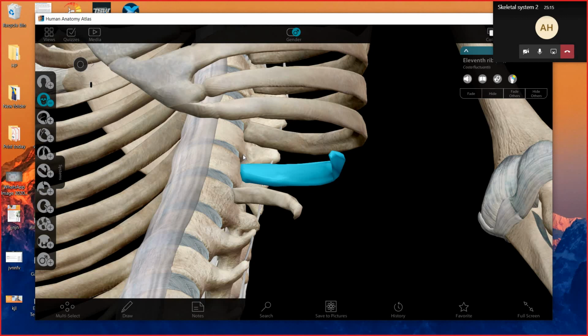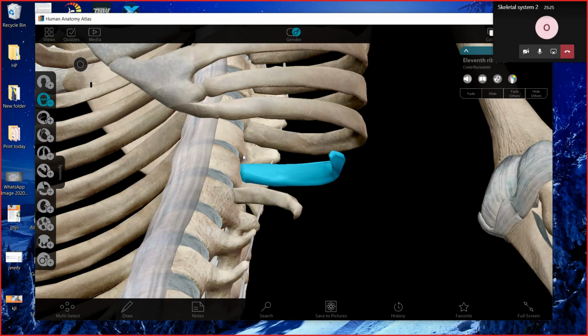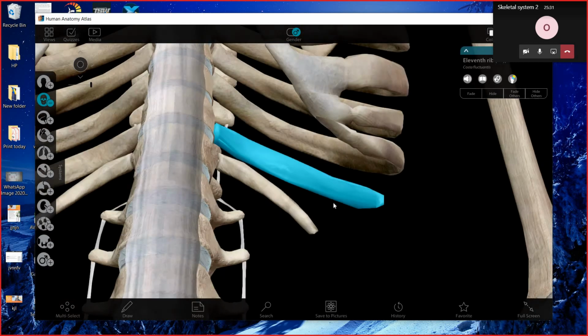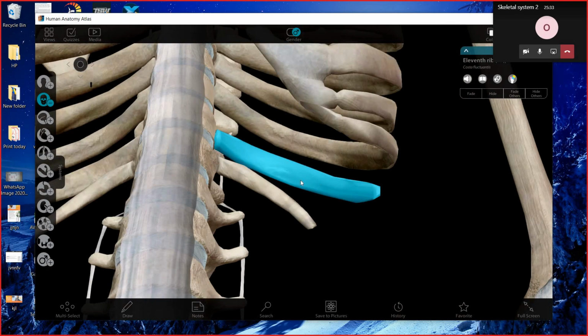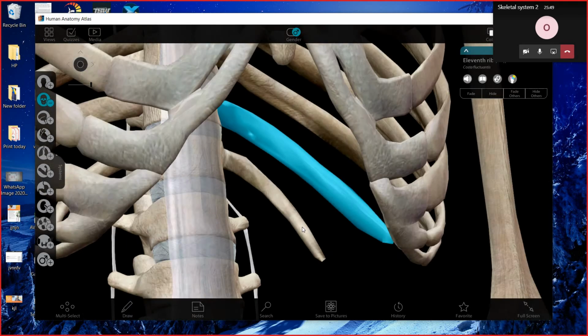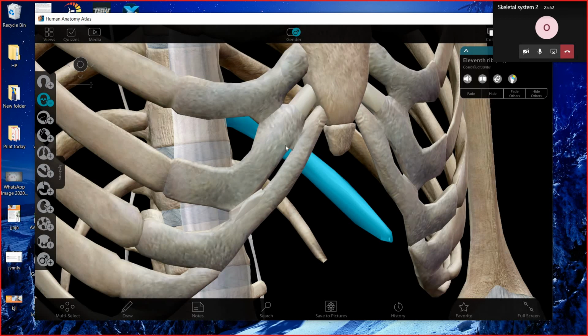Is the diaphragm connected to one of these ribs, or is it connected to the body itself? The diaphragm is connected to the body itself, not to the skeleton. Okay, so this is the rib cage. The whole structure is composed of 12 pairs of ribs, protects the heart and the lungs, and we have 2 floating ribs that are not connected to the sternum. This is the sternum.